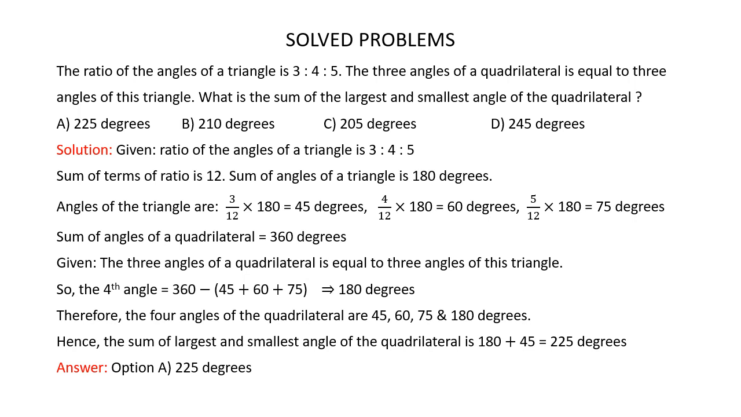Now we are asked to find the sum of the largest and the smallest angle of the quadrilateral. The largest angle of the quadrilateral is 180 degrees and the smallest angle is 45 degrees. Hence, the sum of the largest and smallest angle of the quadrilateral is 180 plus 45, which is 225 degrees. So the correct answer is option A, 225 degrees.